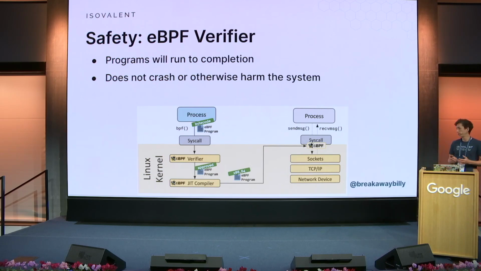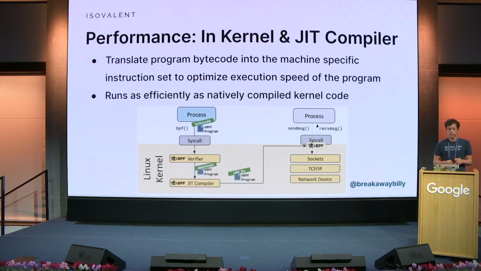So you write your eBPF program, and before you can load it into the Linux kernel, it needs to pass through the eBPF verifier. And the verifier does a bunch of things, but kind of the most important things is it checks that the programs run to completion and that they're not going to crash or otherwise harm the system, right? You want to keep the kernel safe if you're going to put things into kernel space, and that's what the eBPF verifier does.